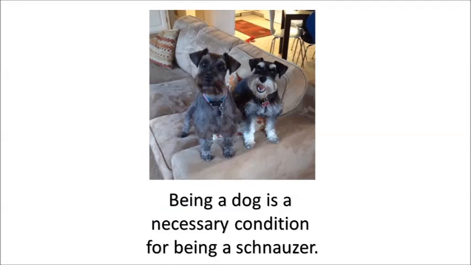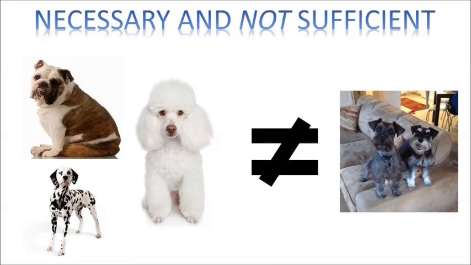Being a dog is a necessary condition for being a schnauzer. In order for something to be a schnauzer, it better be at least a dog. Notice there are ways in which necessary and sufficient conditions can combine and come apart. There might be conditions that are necessary but not sufficient. So being a dog is a necessary condition of being a schnauzer, but it's not enough. It's not a sufficient condition. There are other things that are required also in order for something to be a schnauzer. Being a dog is necessary, but it's not all that it takes.